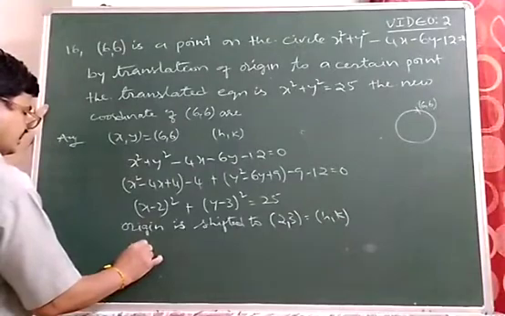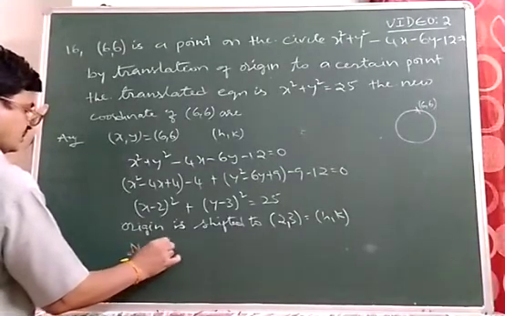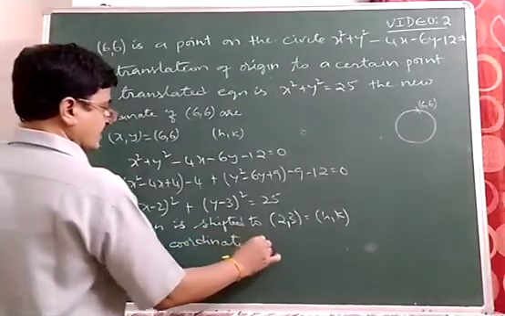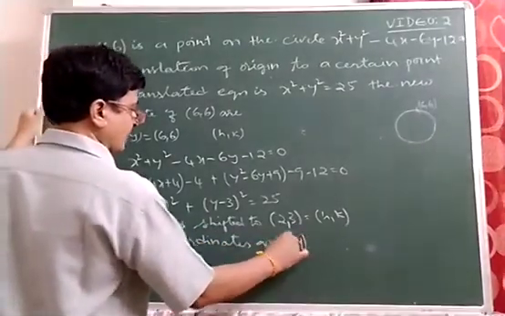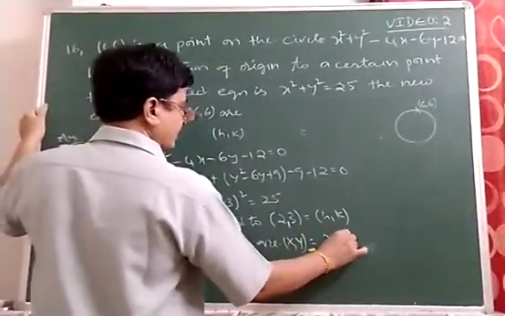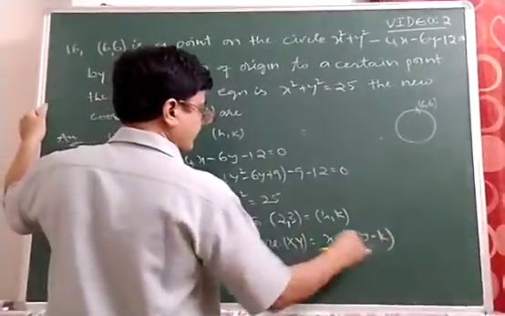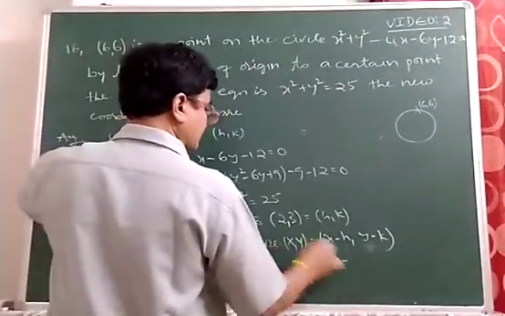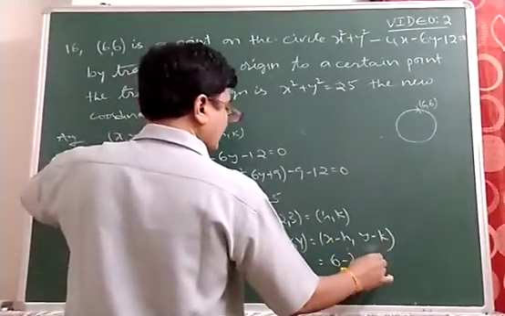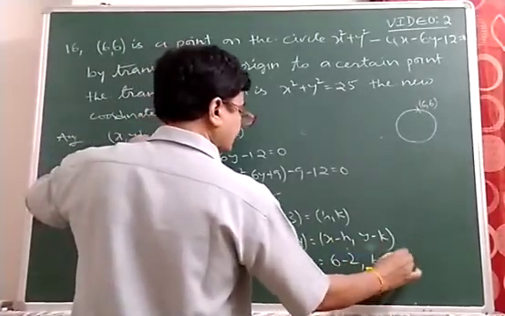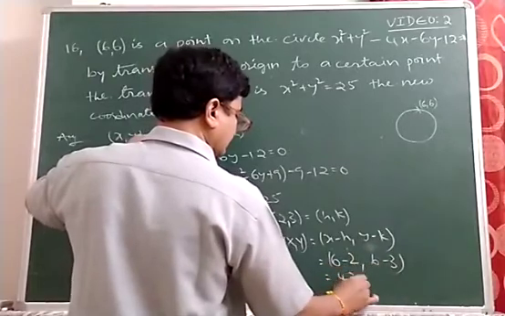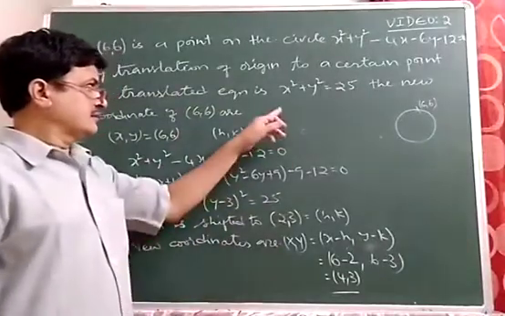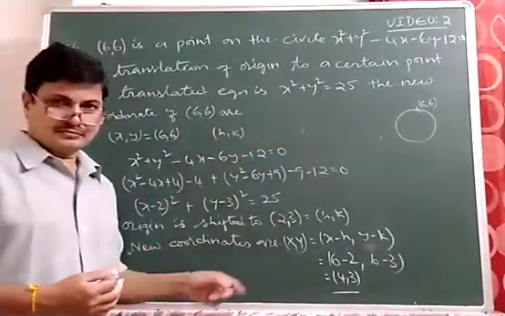Now the new coordinates are capital X comma capital Y, that is equal to small x minus h comma small y minus k. Here small x is 6, 6 minus h means 2, comma y is also 6 minus k is 3, that is 4 comma 3. This is the new coordinates of the point.